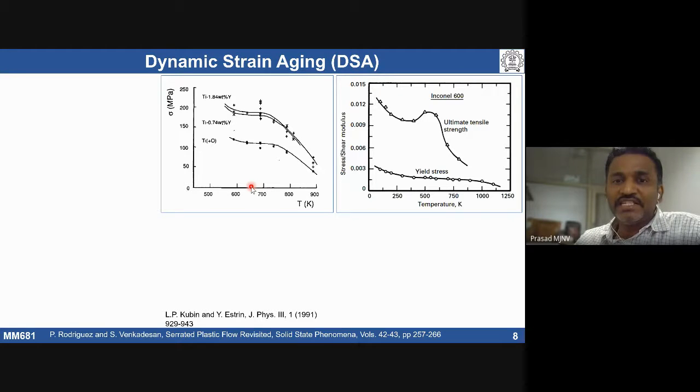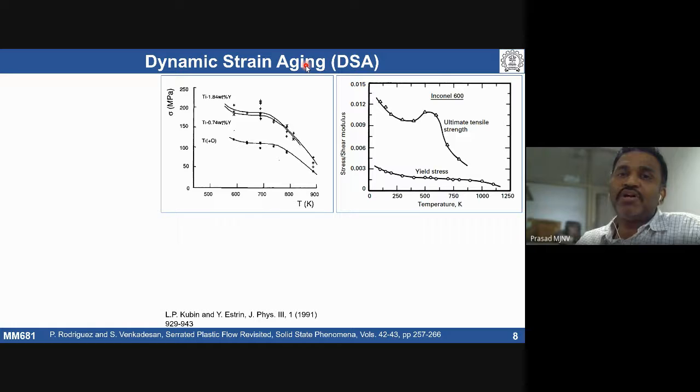Apart from these things, there's another important thing called negative strain rate sensitivity. Strain rate sensitivity is m. We know that sigma is typically proportional to strain rate to the power of m. Typically we expect m to be positive for most materials, but certain materials which exhibit dynamic strain aging can exhibit negative strain rate sensitivity. This is another important manifestation of dynamic strain aging.